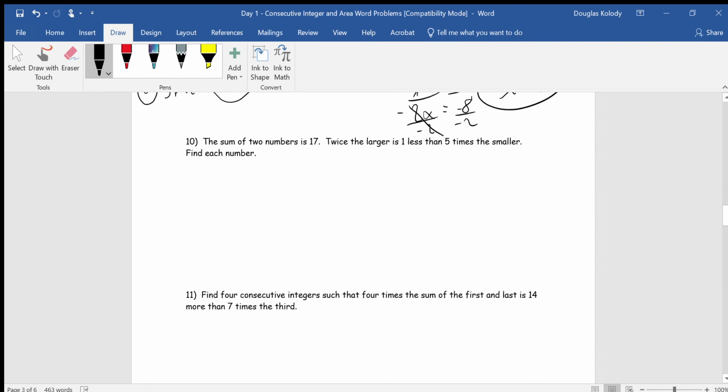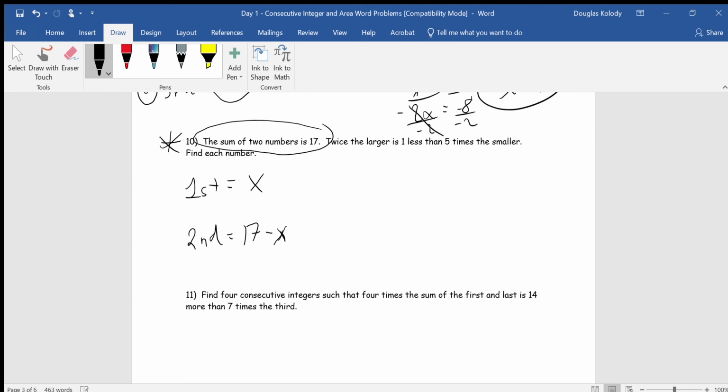All right, let's really pay attention. I'm going to put a star by number 10. The sum of 2 numbers is 17. I'm going to stop right there. Okay, so we have the first number and we have the second number. The first one can always be x. But if I know that the next number adds up to 17 with the first, watch what I'm going to write here. 17 minus x.